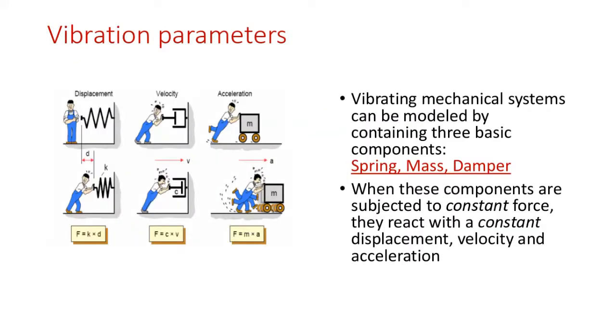Now, the parameters of vibration, as I have told you, there are three essential components: spring, mass, and damper. We will be studying them in detail very soon. Actually, they will be studied in the videos I have already uploaded. If you apply a force on a spring, it causes a displacement. If you apply a force on a damper, it causes a velocity, and if you apply a force on a mass, it causes an acceleration. Okay?